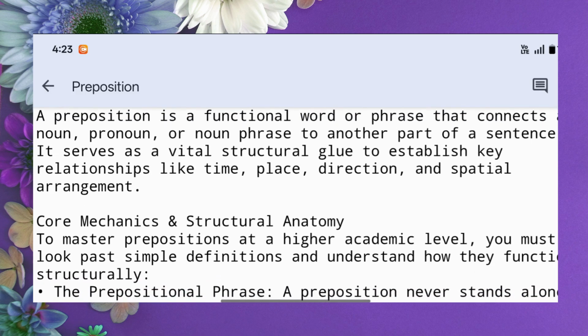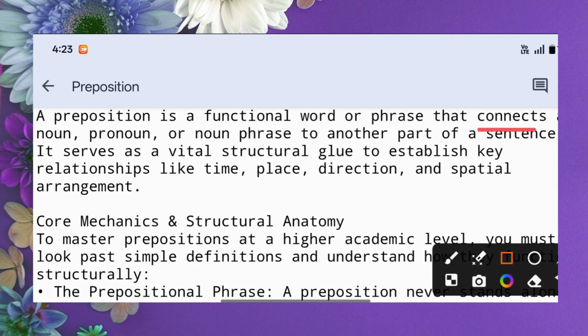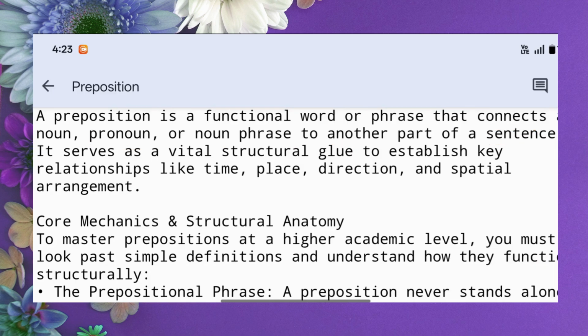A preposition is a functional word or phrase that connects a noun, pronoun, or noun phrase to another part of a sentence. It serves as a vital structural glue to establish key relationships like time, place, direction, and spatial arrangements.